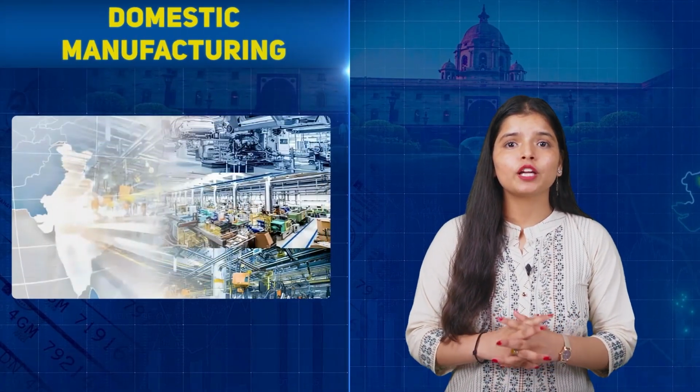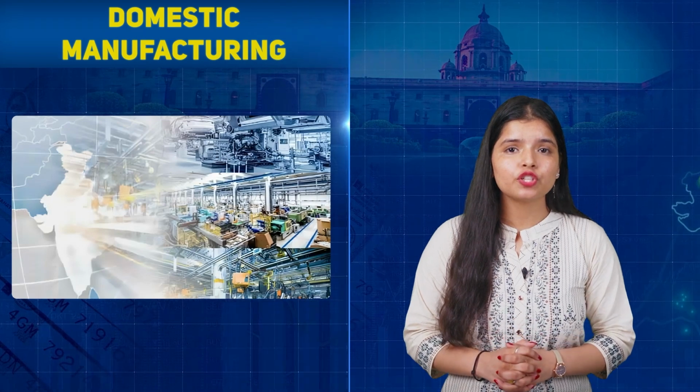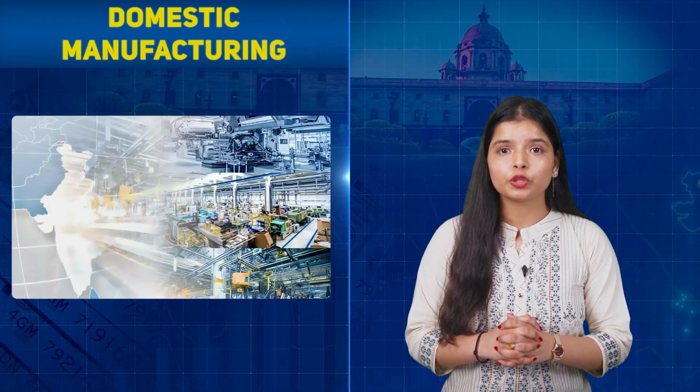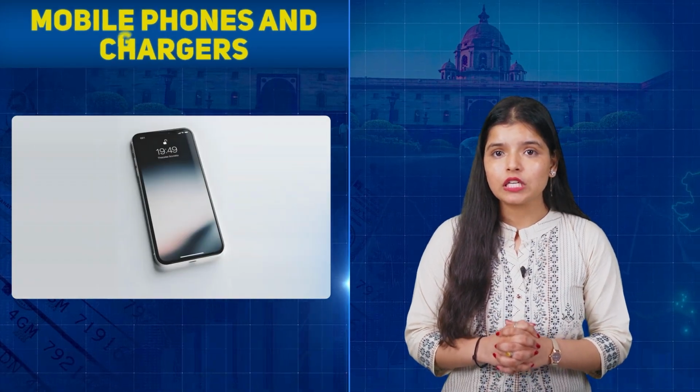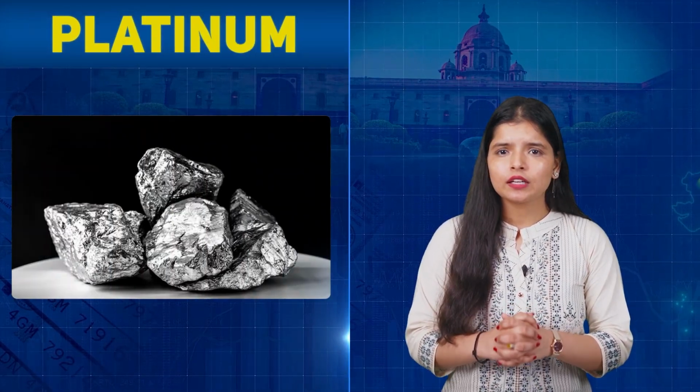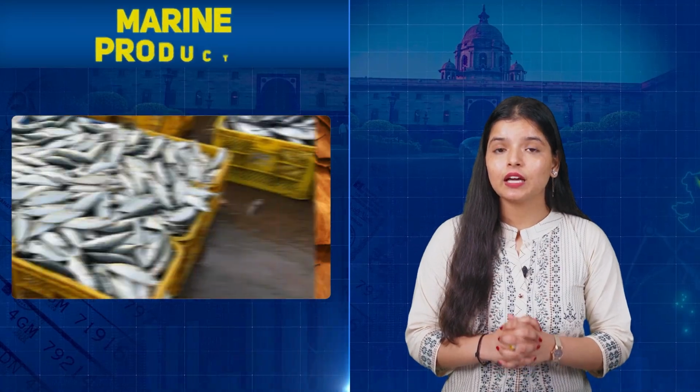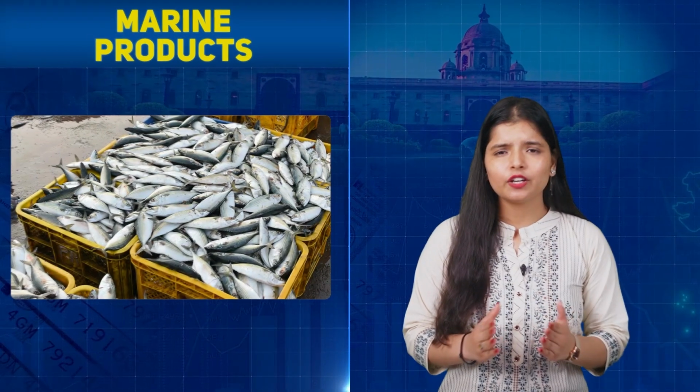To support domestic manufacturing and boost local value addition, customs duties are being reduced on several items including X-ray equipment, mobile phones and chargers, gold, silver, platinum, critical minerals, leather, textile, and marine products. Specific customs duty proposals include reduced rates for X-ray equipment, mobile phones and chargers, gold, silver and platinum, critical minerals, leather and textiles and marine products.